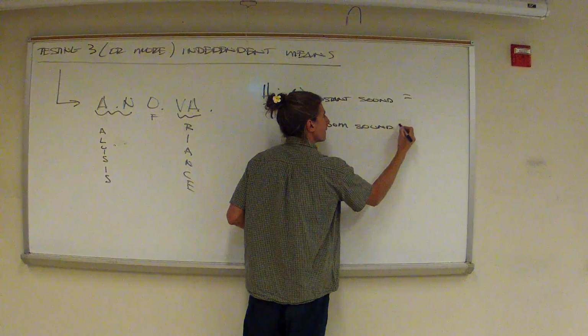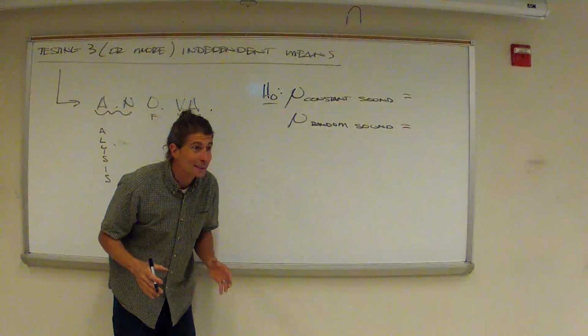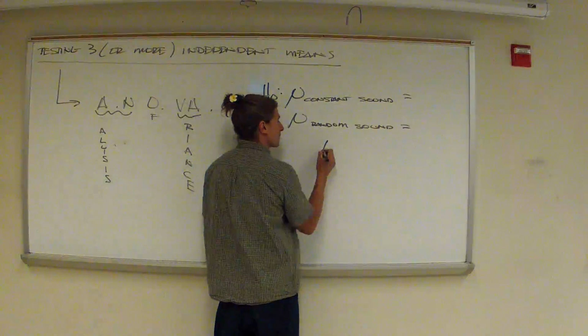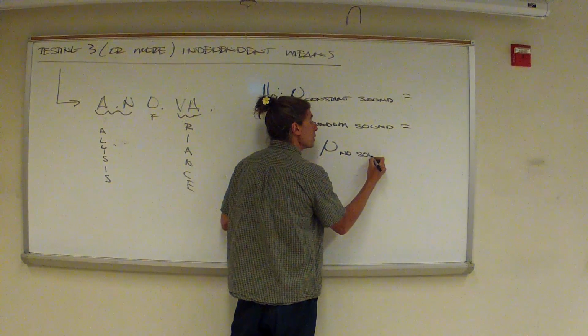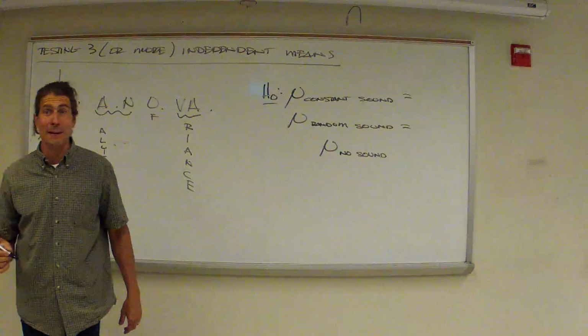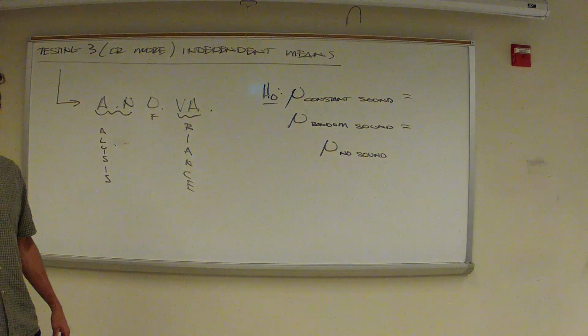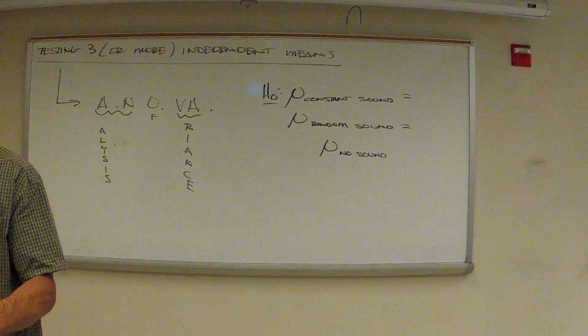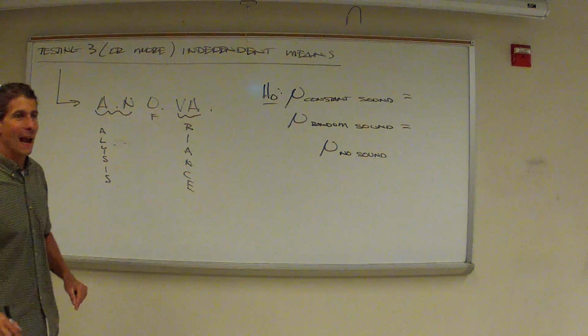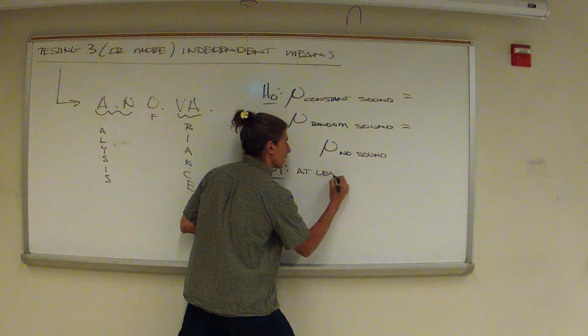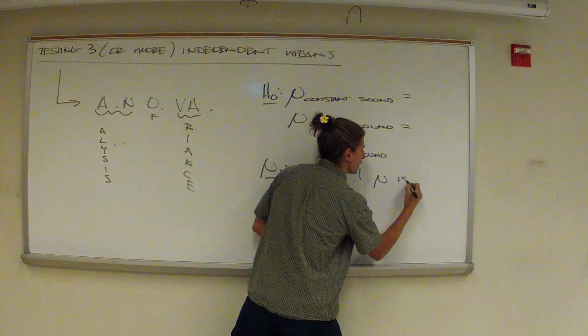Exactly. There's no reason to suspect any difference. That's the status quo. Equality always happens in the null. It's the same as the average for no sound. And I'm using mu because we're talking about the average test score, as Mary pointed out earlier. What's the opposite of that? There's going to be a difference. At least one of those averages is different. H1: at least one average is different.